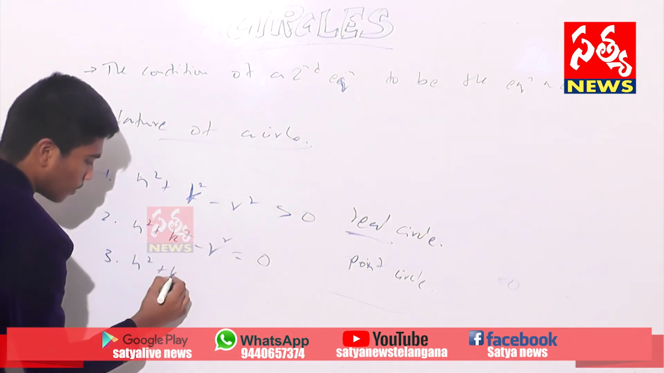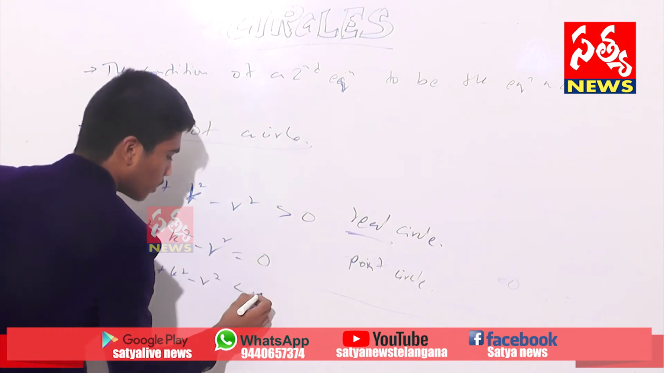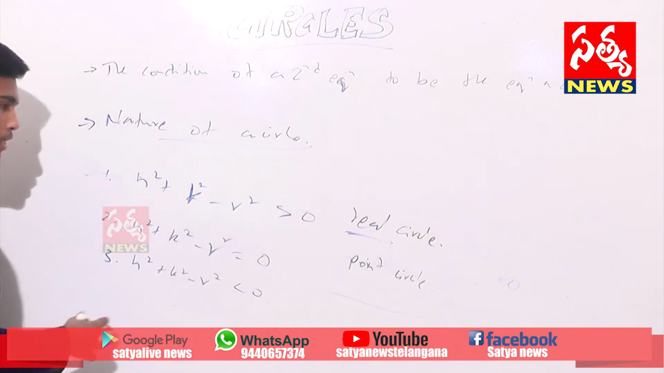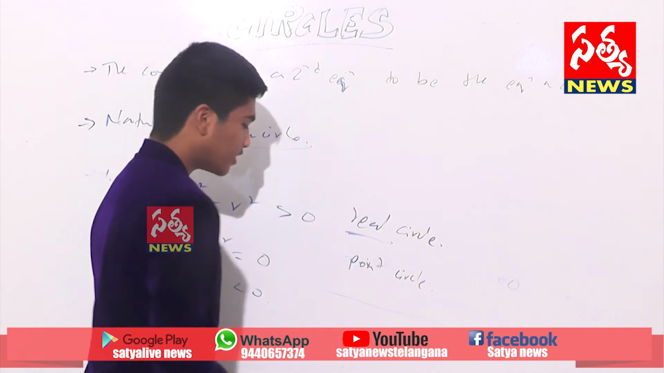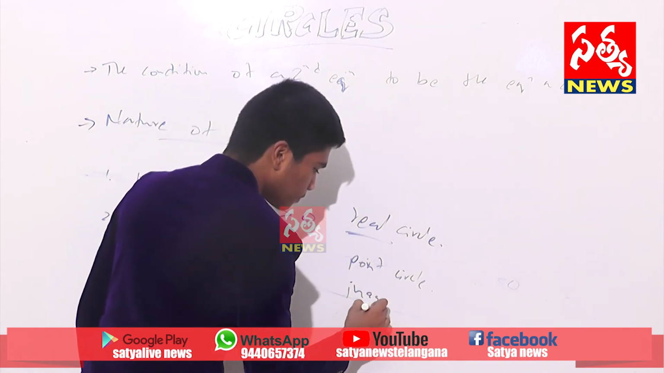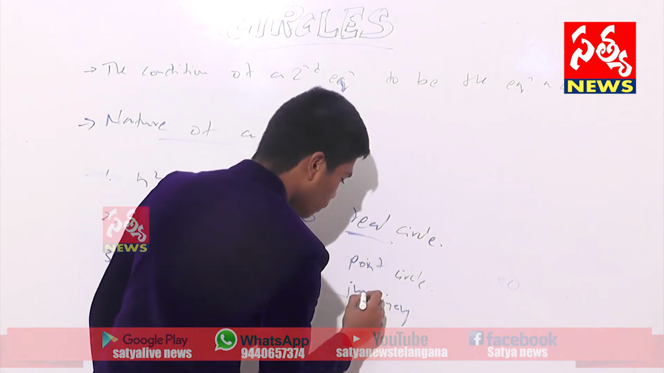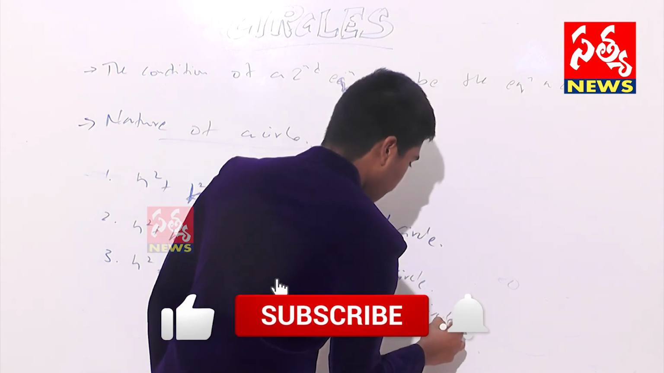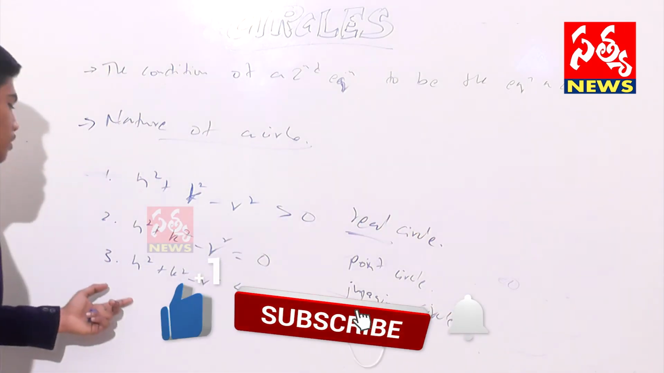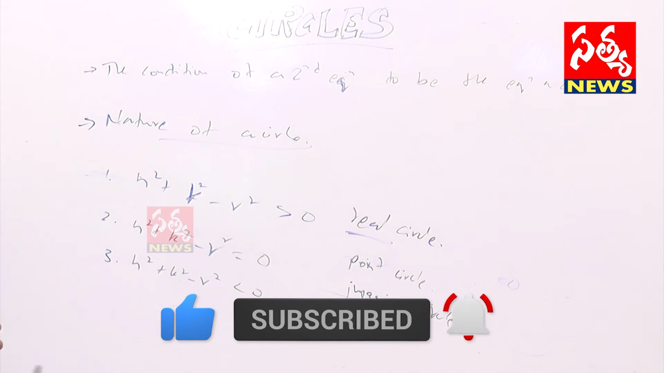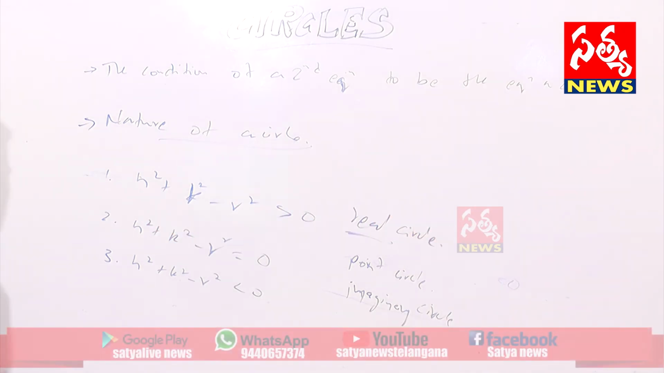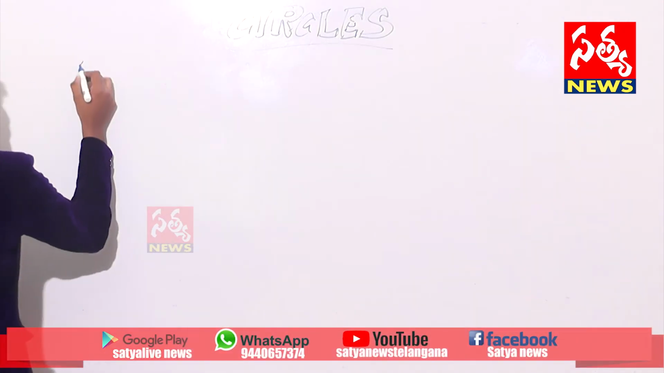The next is h square plus k square minus r square less than 0. In this condition, the circle is said to be an imaginary circle. Okay. This is the nature of the circle. And the next are concentric circles.